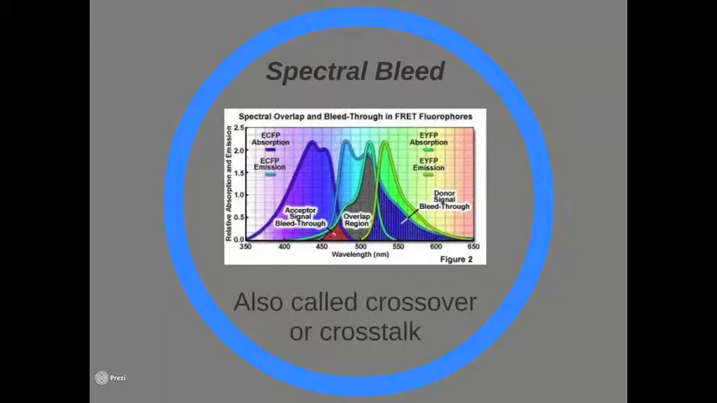There are other factors to consider while taking an image with a confocal microscope. One of these is the spectral bleed, which is also called crossover or crosstalk. This occurs when one photomultiplier channel designated for a certain probe is recognizing other fluorescent probes as well. This complicates the interpretation of experimental results.